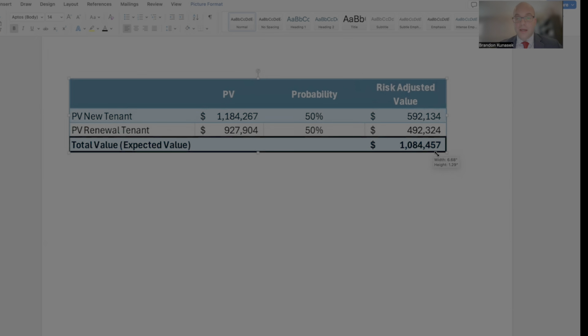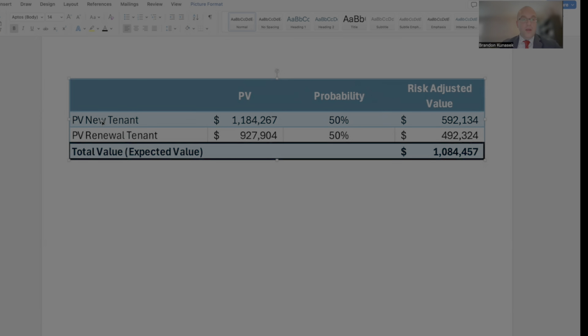I'm glad you asked. Okay, here we go, guys. So we've got the present value of the new tenant at $1,184,267. There's a 50% chance that he'll stay in that building. So we're going to have a risk adjusted value of $592,134. Or we've got scenario 2, which is the present value of renewing the current tenant. That's $927,904. 50% chance that happens. Our risk adjusted value is $492,324.